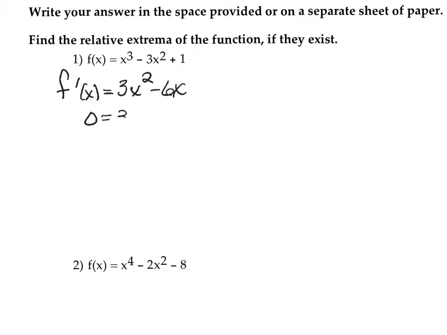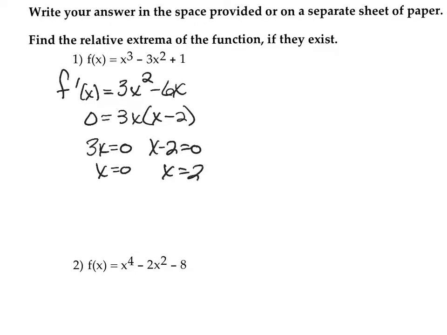And I always go ahead and factor right away instead of rewriting him and then factoring. The GCF is 3x. 3x times x is 3x squared, minus 2. Gives you 3x times minus 2 is minus 6x, so that works. By the 0 property, 3x is 0, or x is 0. x minus 2 is 0, which is x is 2. And these are the CVs, the critical values.